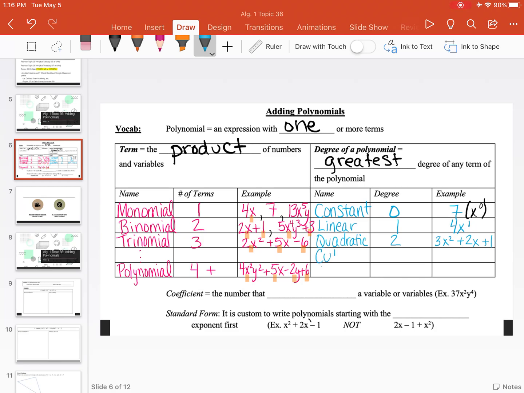Next up is called cubic. Cubic is a degree of 3. An example of a cubic polynomial would be negative 5x squared y. However, I'm a little confused here because I don't see a 3 as an exponent. I see a 2, but not a 3. Well, this y has a degree of 1. Remember, whenever we don't see an exponent, there's automatically a 1 there. If we look at our exponents, we have 2 and 1. If we add them, we get a degree of 3. So this is an important thing to note.